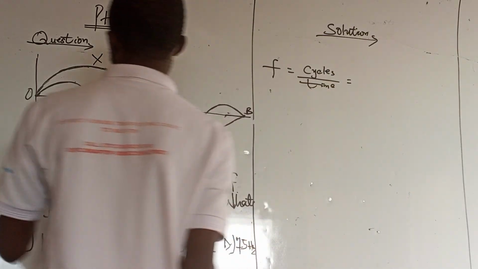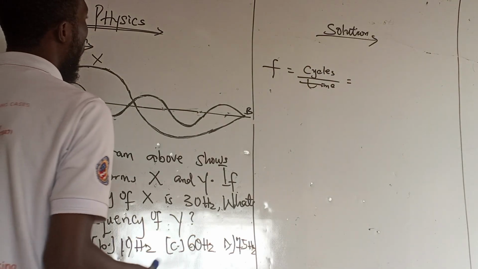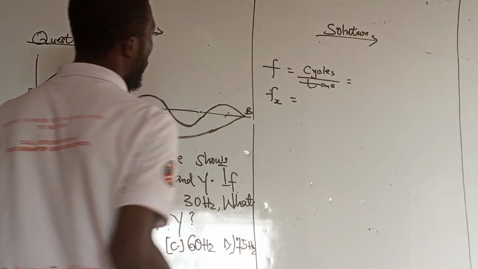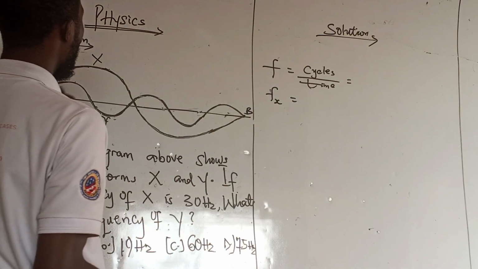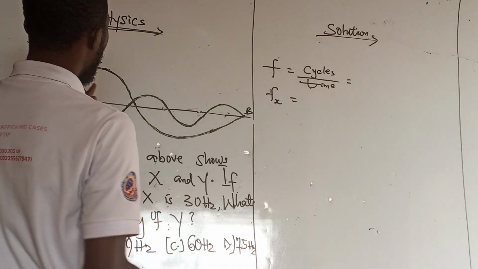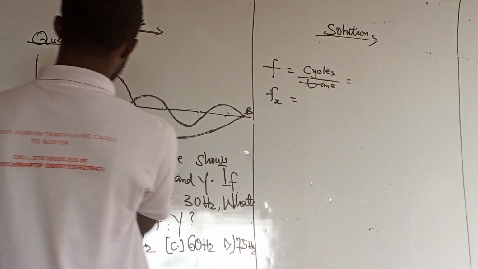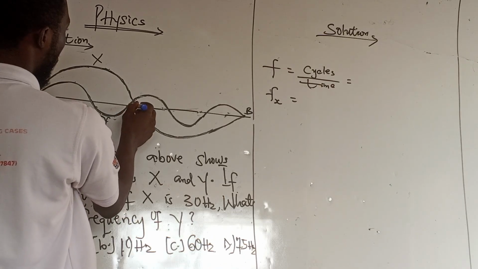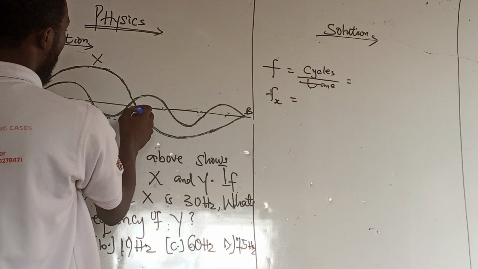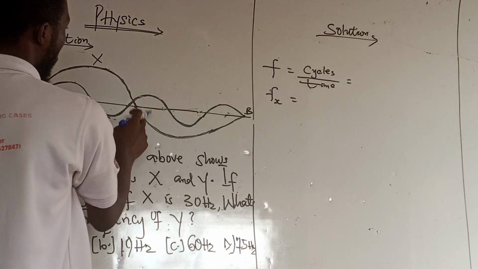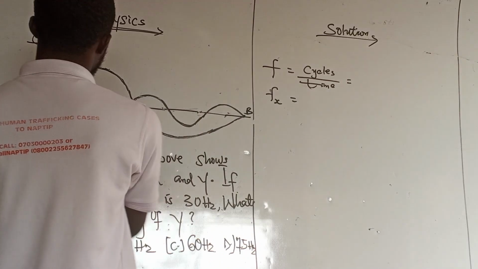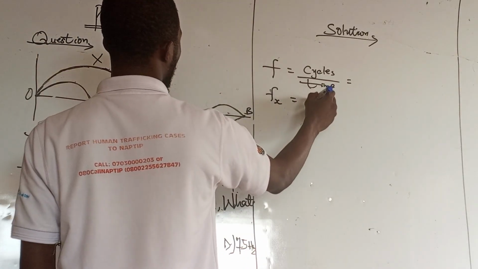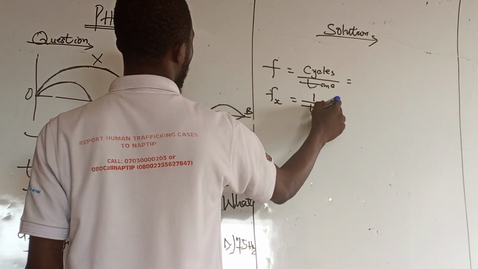So if we consider wave x, let's call its frequency fx, equal to the number of cycles of x. What is the number of cycles of x? In this case, we have half a cycle from O to this point. Let's label this point P. From O to P and P to B, half a cycle and another half a cycle, so we have a complete cycle. That is 1 over the time taken.